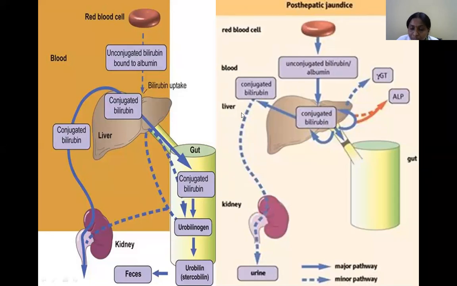Here, mainly the dark-colored urine increases the urinary excretion of bilirubin, and clay-colored stools are formed due to the absence of stercobilinogen.